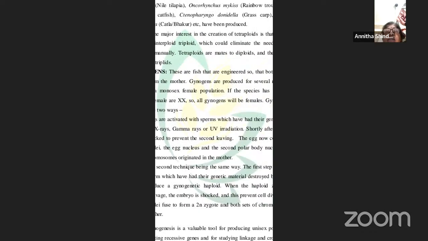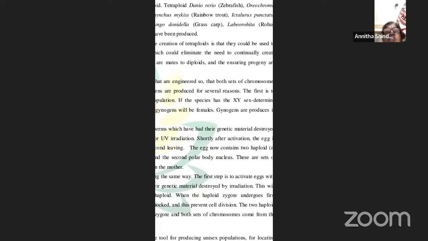Then coming to gynogenesis. Now what are gynogens? Gynogens are fish that have both sets of chromosomes coming from the mother. They don't come from the father. So gynogens can be produced for several reasons.